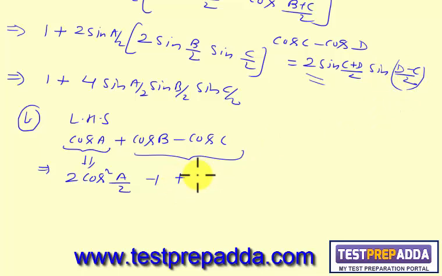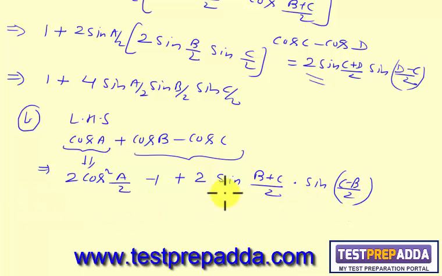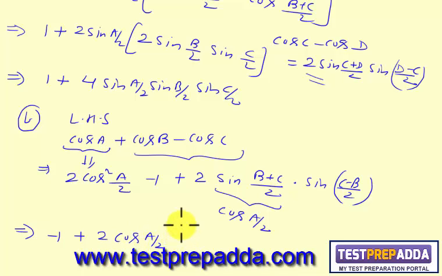So here what can we write? Plus 2 sin (B plus C)/2 into sin (C minus B)/2. Okay, now sin (B plus C)/2, what can you write? Sin (B plus C)/2 can be written as cos A by 2. Now you can see cos A by 2 is common. Minus 1 plus 2 cos A by 2 is common.